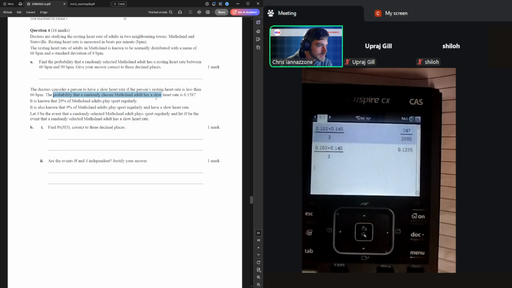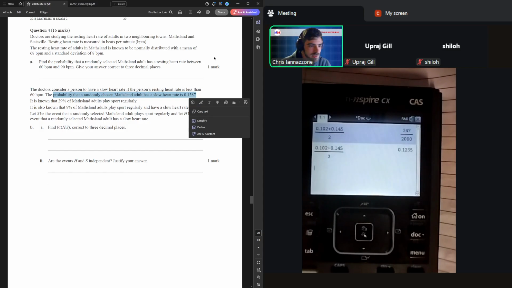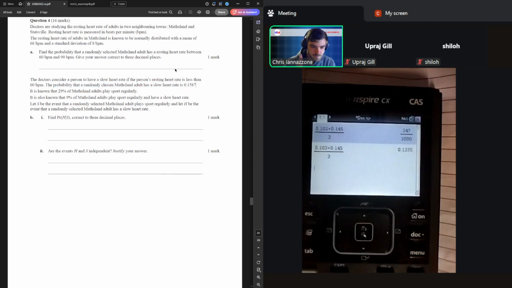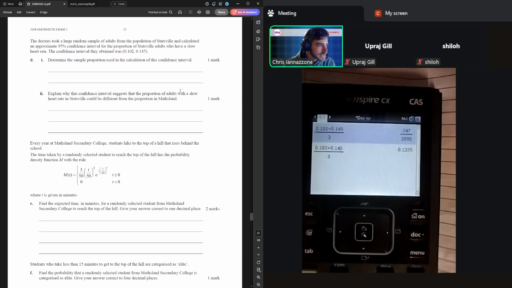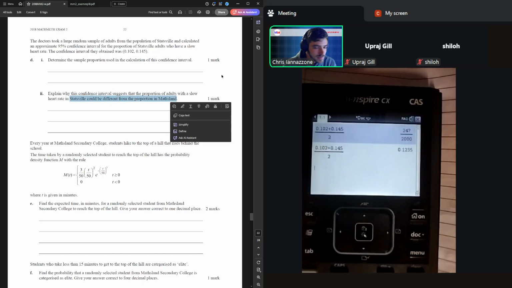Probability of a randomly chosen Massland adult with a slow heart rate is 0.158. So that's effectively, you know, if we're now looking at what is effectively a massive sample size, we're able to then say, cool, whatever the average of that sample size is the proportion. So Massland has 0.1587 as its proportion, and we have a confidence interval for where the proportion is likely to be for Statsville, and that's from 0.1 to 0.145. Why does that suggest it could be different?